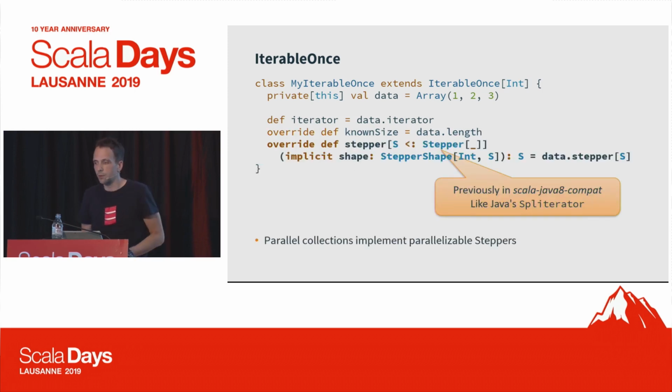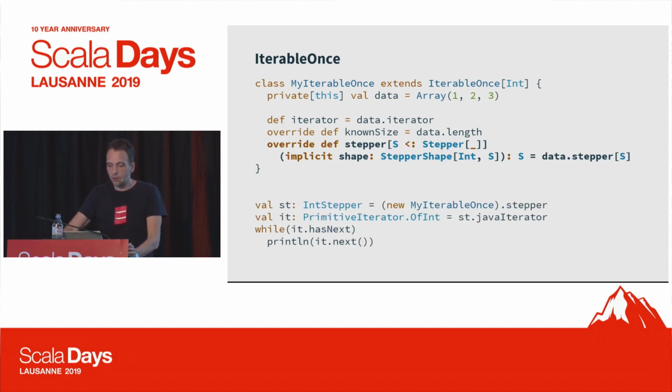The second thing you may want to implement or override is the stepper. Stepper is a type that was previously part of the scala-java8-compat library and is now in the standard library. So a Stepper is basically like Java's Spliterator. It allows both parallel consuming of iterator-like things, and it also allows primitive specialization for Int, Long, and Double. And here we do this just by delegating to data.stepper, which gets a stepper from an array.